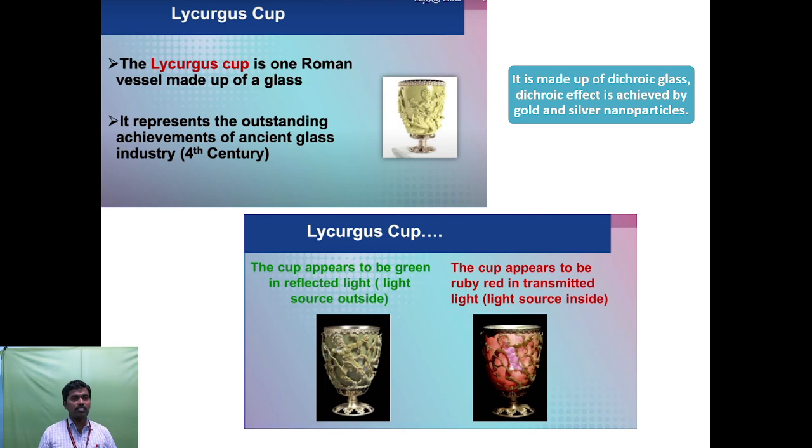Another example is the Lycurgus cup. It is a Roman vessel made of glass. This is made of dichroic glass. This dichroic effect is achieved by gold and silver nanoparticles. It represents the outstanding achievement of the ancient glass industry in the 4th century. The Lycurgus cup appears green in reflected light, when light comes from the outside. The same Lycurgus cup appears red in transmitted light, when the light source is inside.